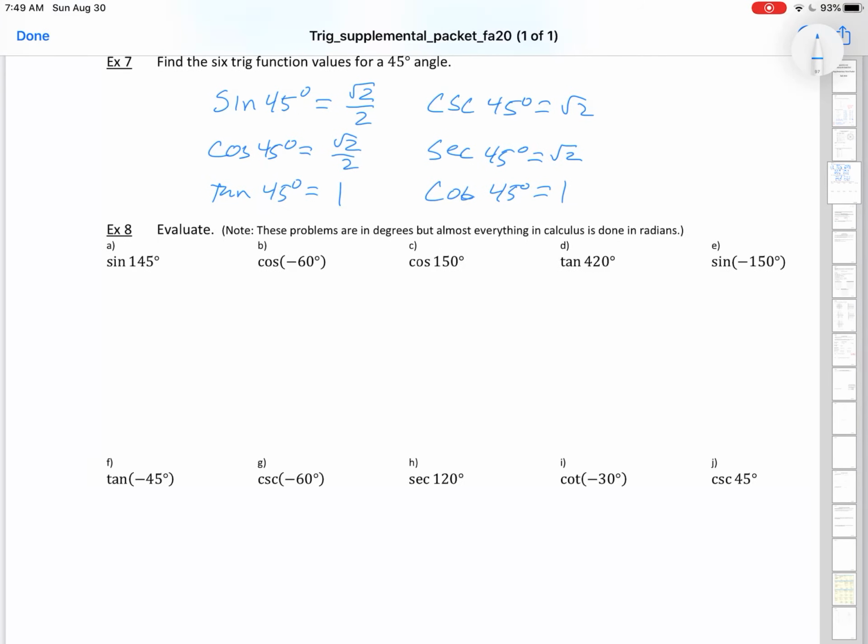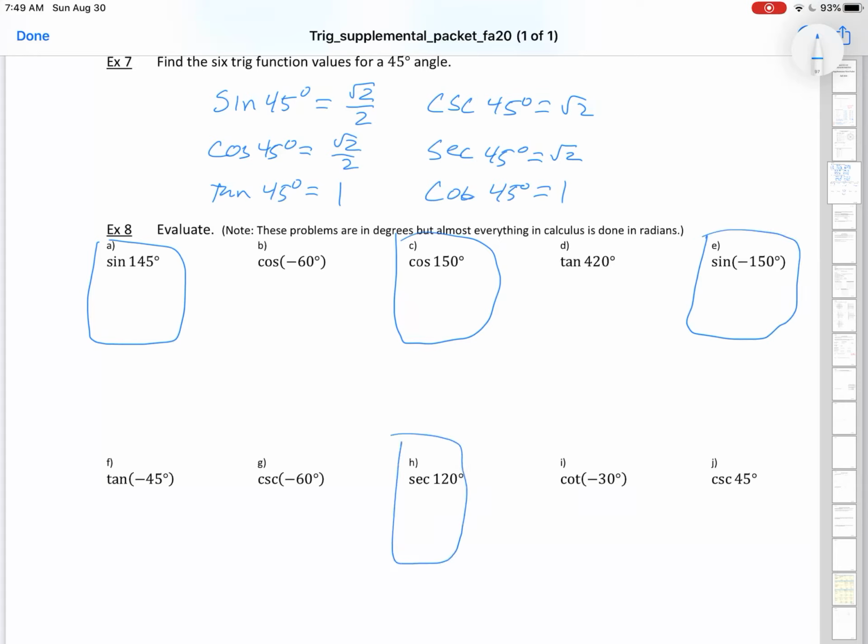Now this last one right here, there are some problems that we really can't do, and I'll come back to them in the next video. They're better explained, and I'm not sure why we put these supplemental notes in here prematurely. So A we're going to come back to, C we're going to come back to, E we're going to come back to, H we're going to come back to.